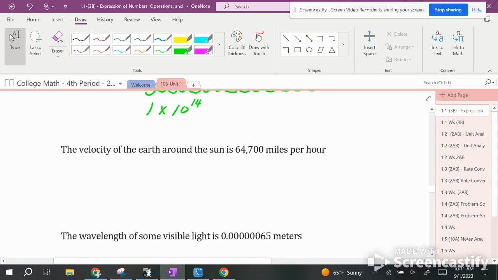Okay, velocity. So that's the speed. How fast does the Earth move around the sun? 64,700 miles per hour. So how would you write that in scientific notation? Good. 6.4. So that number, remember, has to be between 1 and 10. Okay, how many decimals did we move it? So we went 1, 2, 3, 4, right?